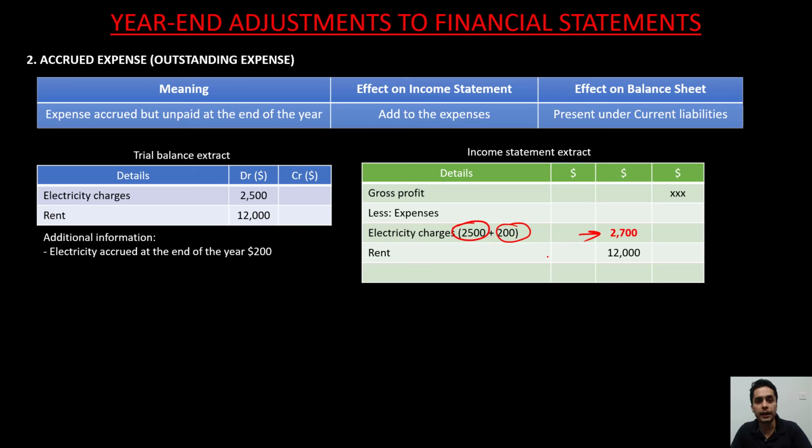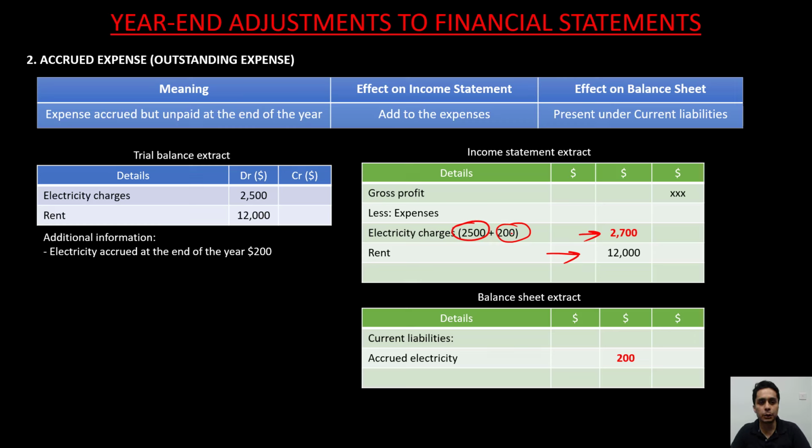Because this was supposed to be paid, supposed to be included with the electricity charges, but since it's not paid, we'll have to do it separately. Now rent, 12,000 has been picked up from the trial balance. Okay, now going to the balance sheet. In the balance sheet, obviously this will be a current liability. So under current liability, the amount remaining unpaid has to be shown as an accrued electricity expense.